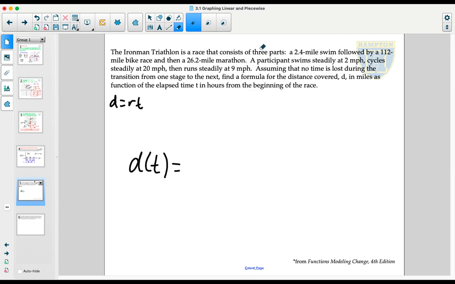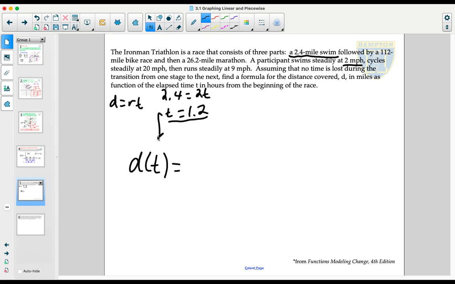So, looking at the first part of the triathlon. The first part is a 2.4 mile swim, and the person completes it at a steady rate of 2 miles an hour. Using distance equals rate times time, we see that it will take the person approximately 1.2 hours to finish the first section of the race. This t is the t that we're going to use down in our piecewise, because that's the time it's going to take the person to finish. So the first section of our domain is going to go from 0 to 1.2.